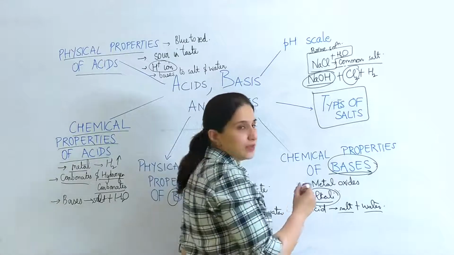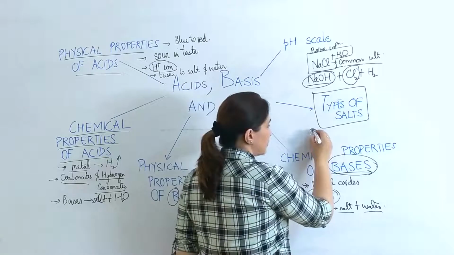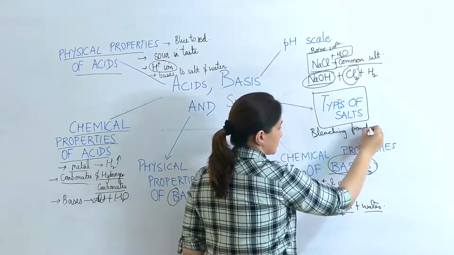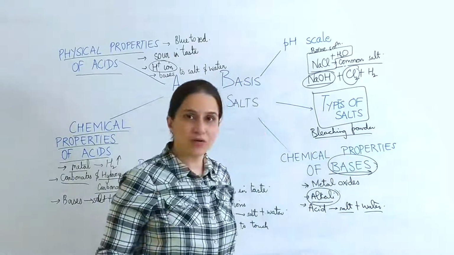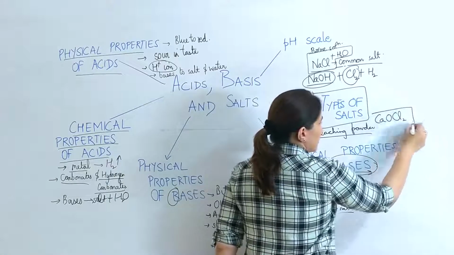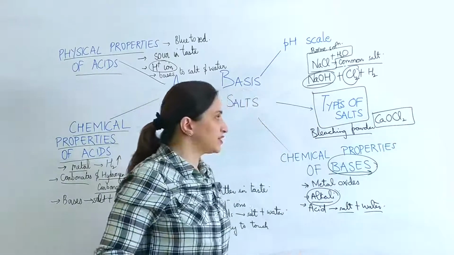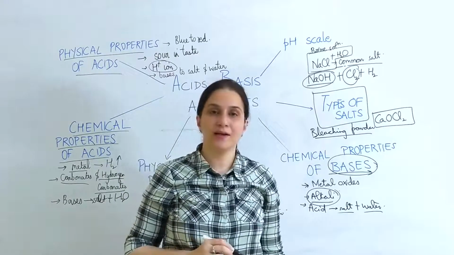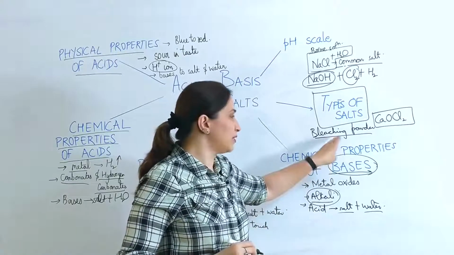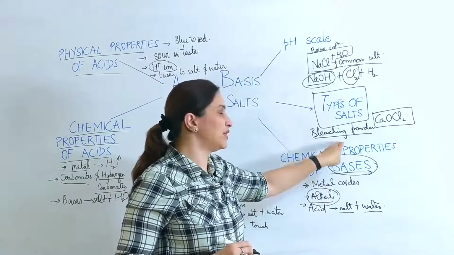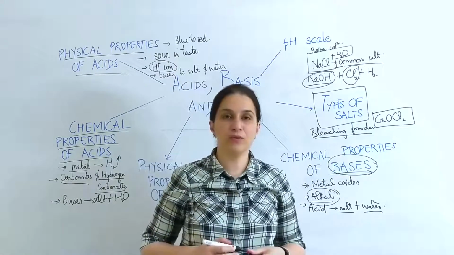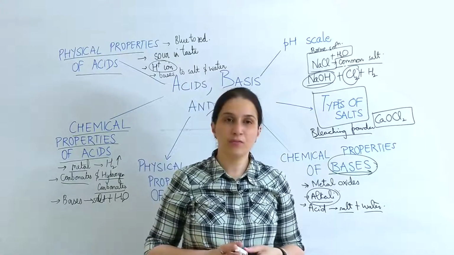Now coming to another salt, that is bleaching powder. Bleaching powder, commercially known as calcium oxychloride. It is obtained by passing chlorine gas through slaked lime. When we pass chlorine gas through slaked lime, it produces bleaching powder. Bleaching powder, as the name suggests, is used for bleaching cotton clothes and wooden products also. It is very important commercially.